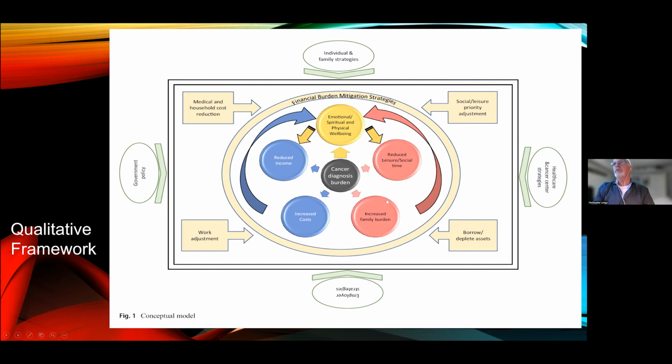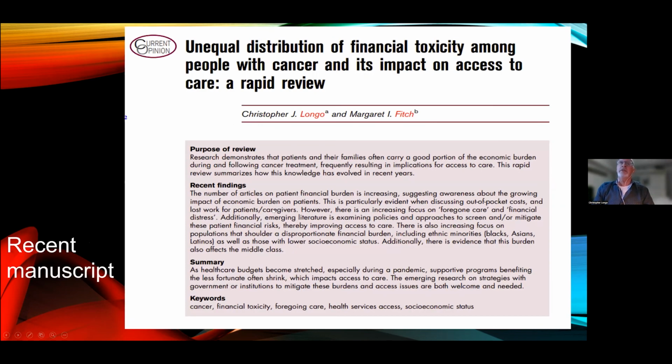I think this is a nice way to visually look at some of the outcomes that come from this. You have emotional, spiritual, and physical well-being, but working against that is reduced income, reduced social and leisure time, increased costs, increased family burden. All of these things are having a net negative impact on people's well-being, their stress, their distress, their anxiety, all those sorts of things.